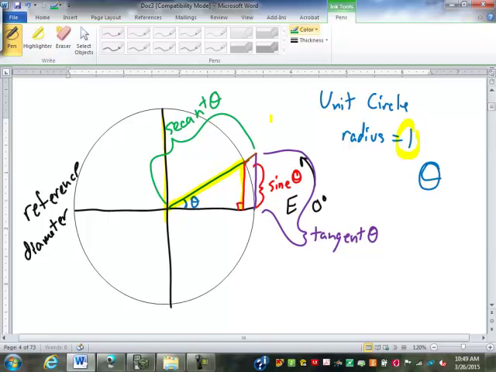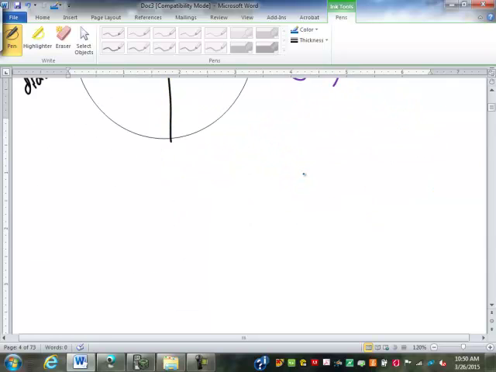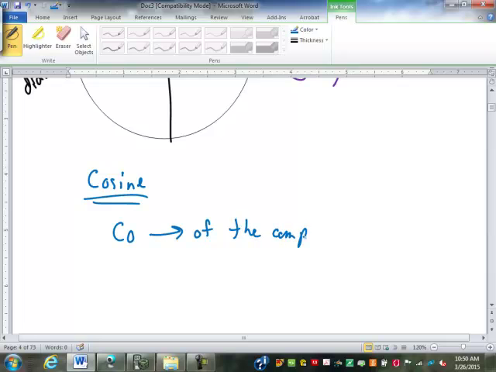Some of you are probably thinking, what about this thing we heard about called the cosine? Why did I not talk about the cosine at all yet? Well, the cosine is actually a prefix. The prefix co means of the complement. What's a complement?